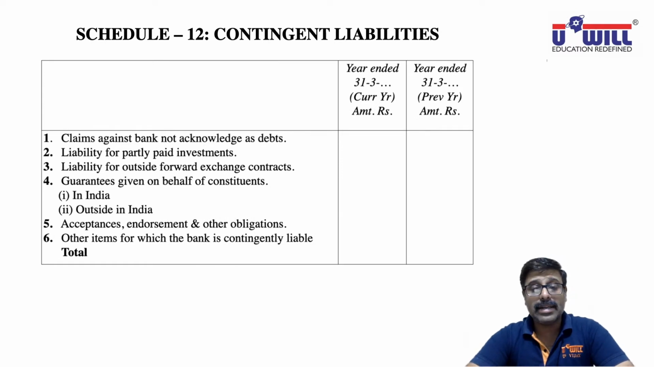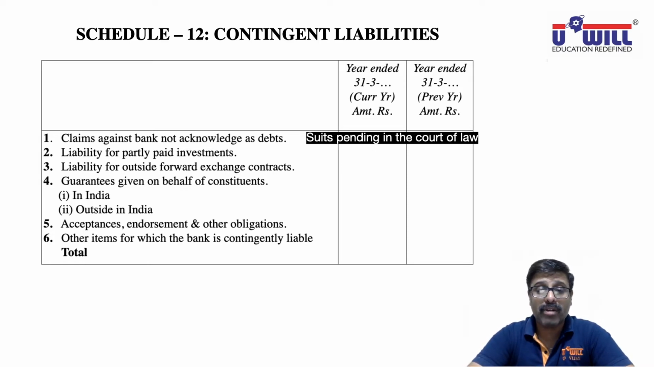Further, contingent liabilities. Now these are the same as what we studied in company final accounts also. Claims against the bank, not acknowledged as debts. That means, in simple language, as we have studied in SY BCom also, suits pending in the court of law. Means those cases in the court of law for which the judgment is still pending. So they may become our liability if judgment comes against us. They may not be our liability if judgment comes in our favor. So that's why I told you suits pending in the court of law. If you want, you can write the meaning in brackets: claims against the bank not acknowledged as debts means suits pending in the court of law.